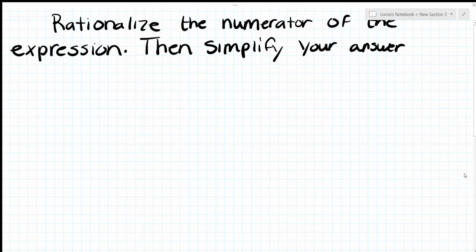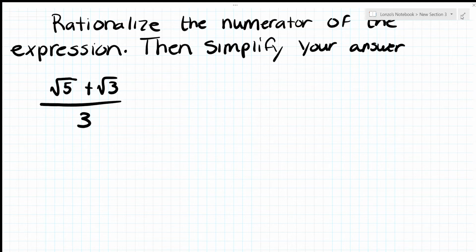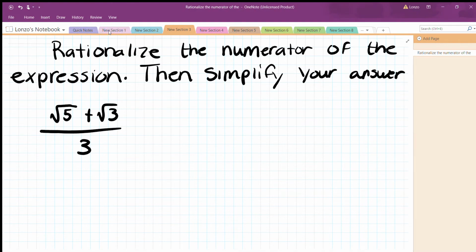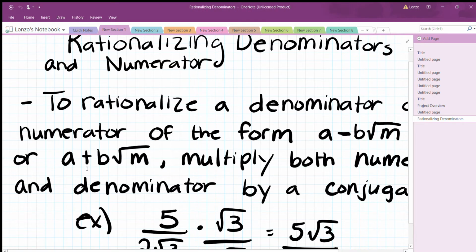Okay, let's do this one. Let's say we have square root of 5 plus square root of 3 all over 3. So I want to rationalize the numerator, and you can tell because it's the one with the square root. So this one is in, let's see, it's in this form, right? Let me show you. It's in a plus b square root form, right?